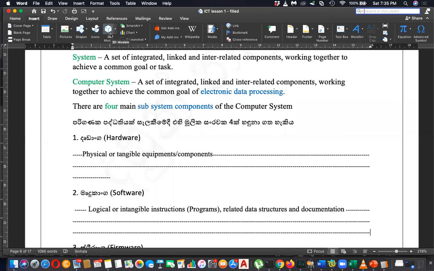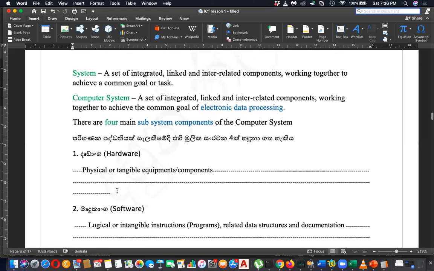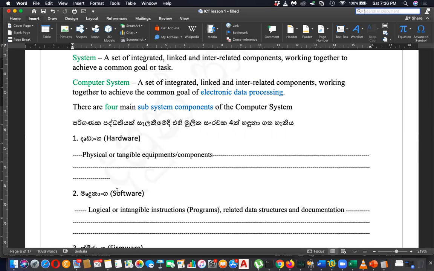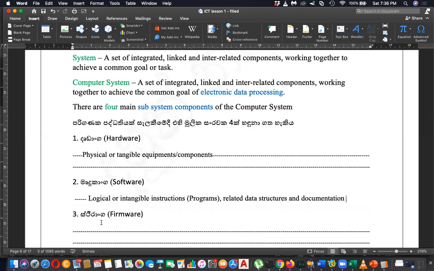So this belongs to documentation. This is internal documentation. And not just that, you have external documentations like readme files, how-to guidelines, helps. All these belong to documentation. So that belongs to software. Then the third one is firmware. What do you mean by firmware? Okay, you have hardware, tangible, software, intangible instructions. And then you have another thing, that is firmware. What is firmware?